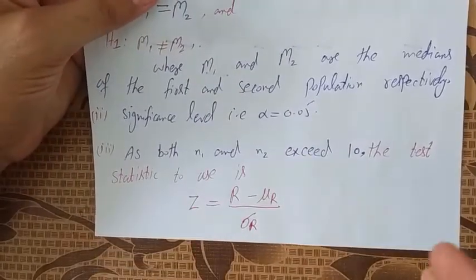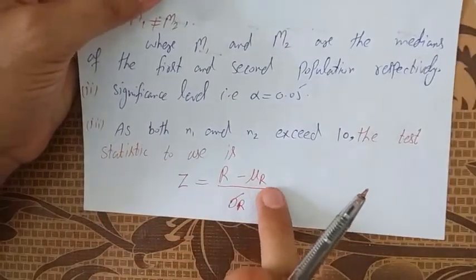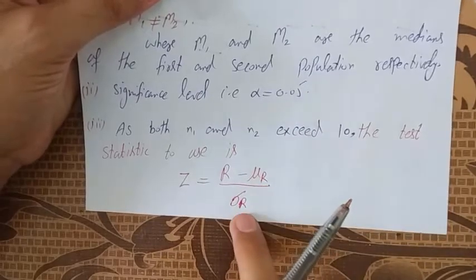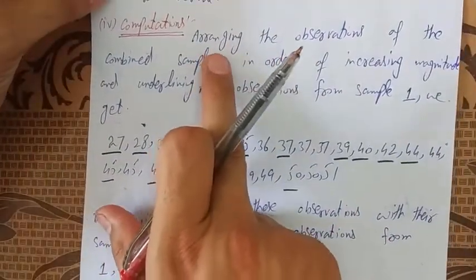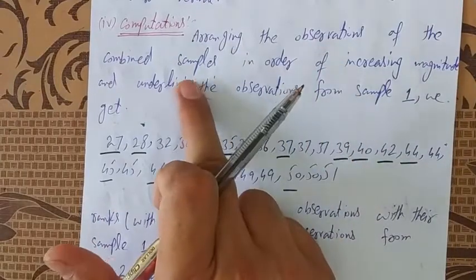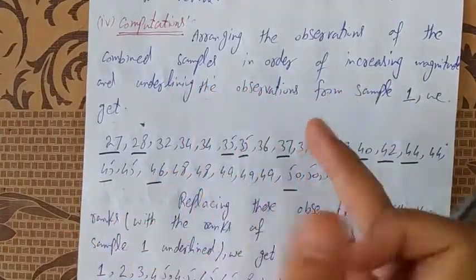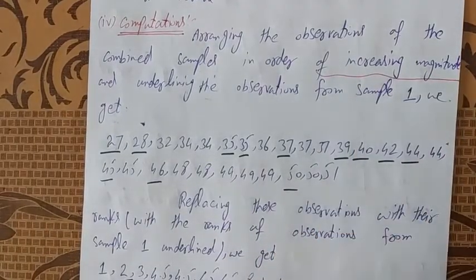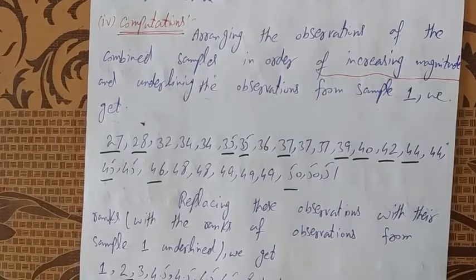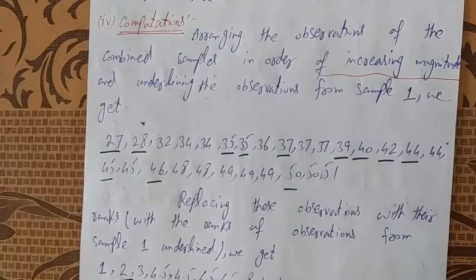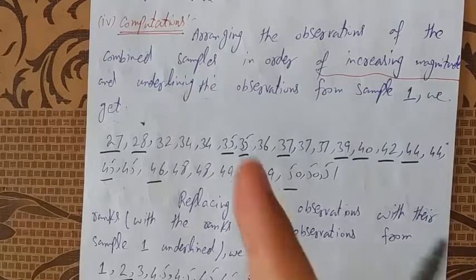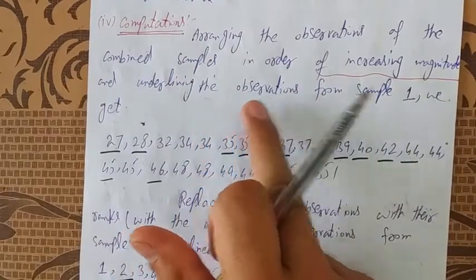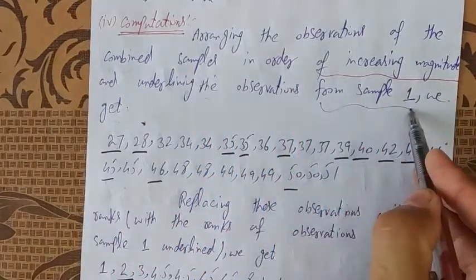Students, in the computations, I will explain the values of mu R and sigma R, the formulas for mu R and sigma R, in this problem. First of all, in the fourth step, we arrange the observations of the combined samples in order of increasing magnitude, in other words ascending order, from lower value to upper value, and underline the observations from sample 1. Those taken from sample 1 we underline.